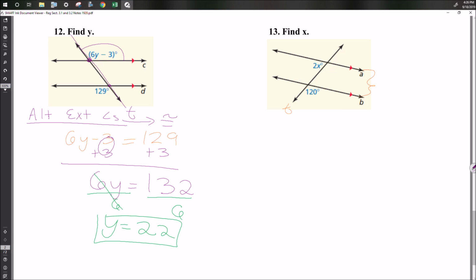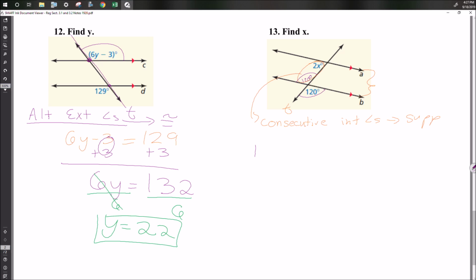And I think I'm going to use first that I know this 120-degree angle and this angle right here are going to be vertical angles. And by the vertical angles congruence theorem, vertical angles are congruent. Now, those two angles that I have here are going to be consecutive interior angles. And that means that they're going to be supplementary. So if they're supplementary, by the definition of supplementary angles, they're going to add to 180 degrees.